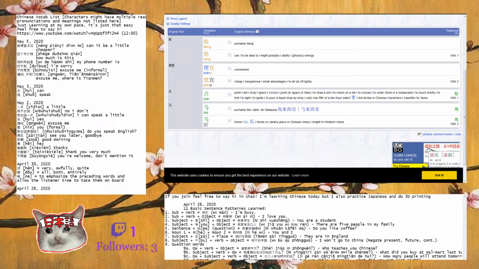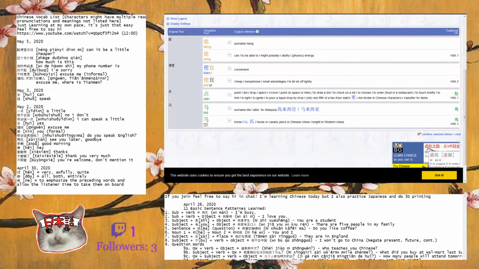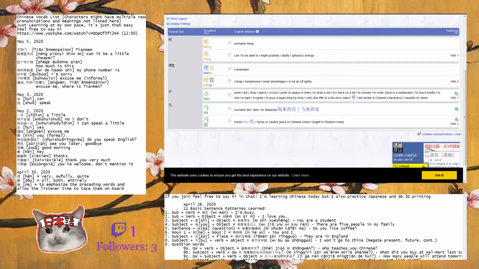Okay, that went well. I guess what we'll do for the last little bit, let's parse out some of these words. Starting from the bottom, I guess.